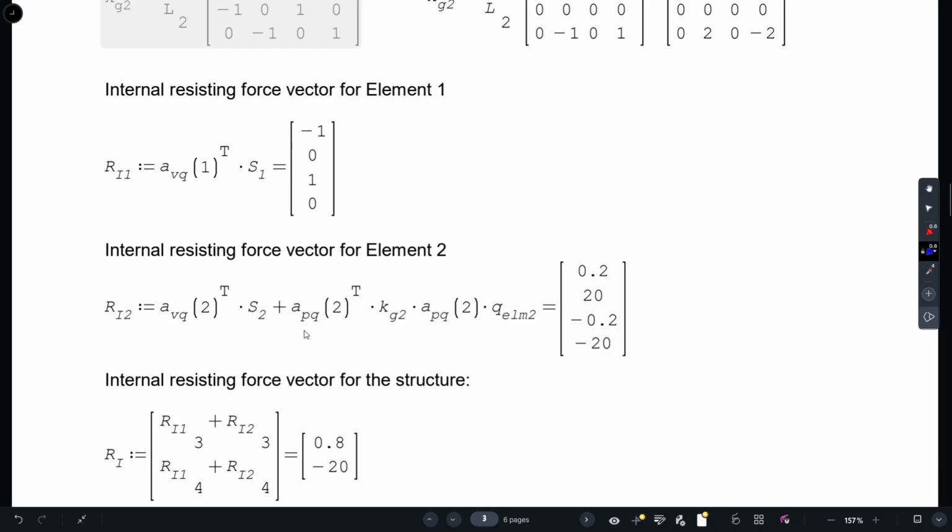So A_PQ transpose K_G A_PQ will give me the geometric stiffness matrix for element 2 in global coordinates, multiplied by the Q of the element 2. So this is my second order or P-delta correction terms in the internal resisting force, right. So I have Ri for element 1, Ri for element 2. Now I need to assemble them to get the structure level Ri using the degrees of freedom mapping.